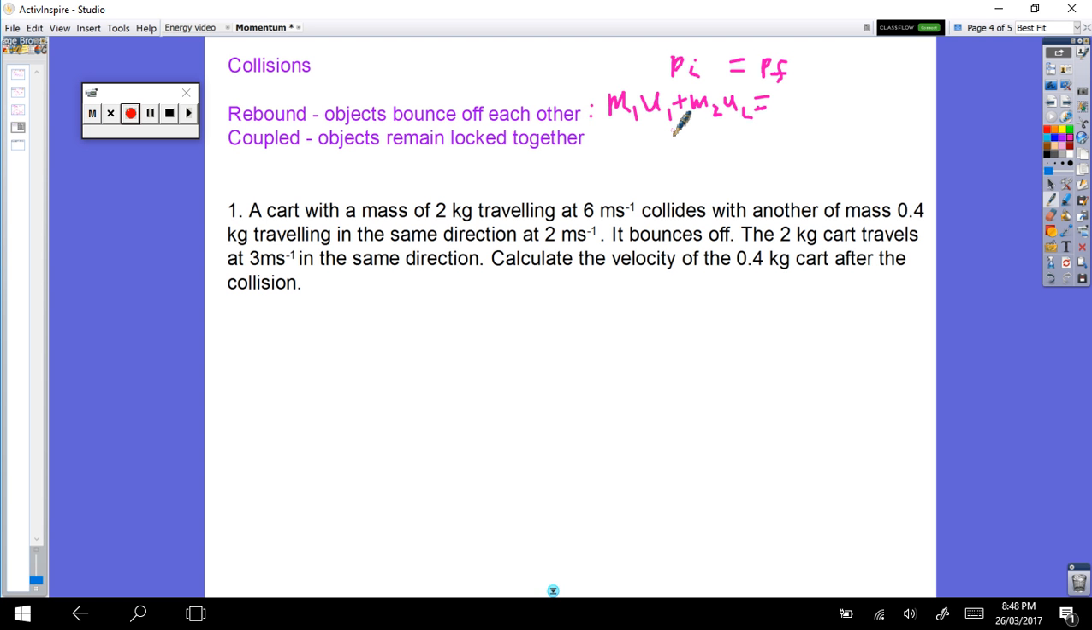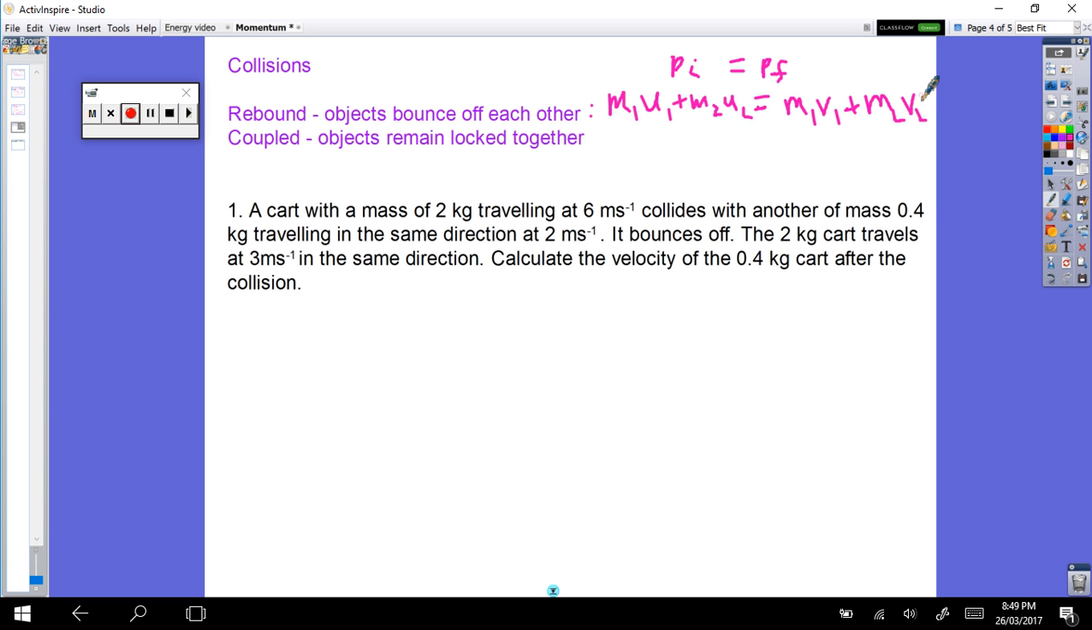And then they rebound, so nothing sticks together. So you're just going to have the same thing on the other side, but with the final velocity: m1 v1 plus m2 v2, and you could keep going for as many objects as you had. You're not creating any objects, so they're just bouncing off each other. That's not an explosion. We start and finish with the same number of objects.